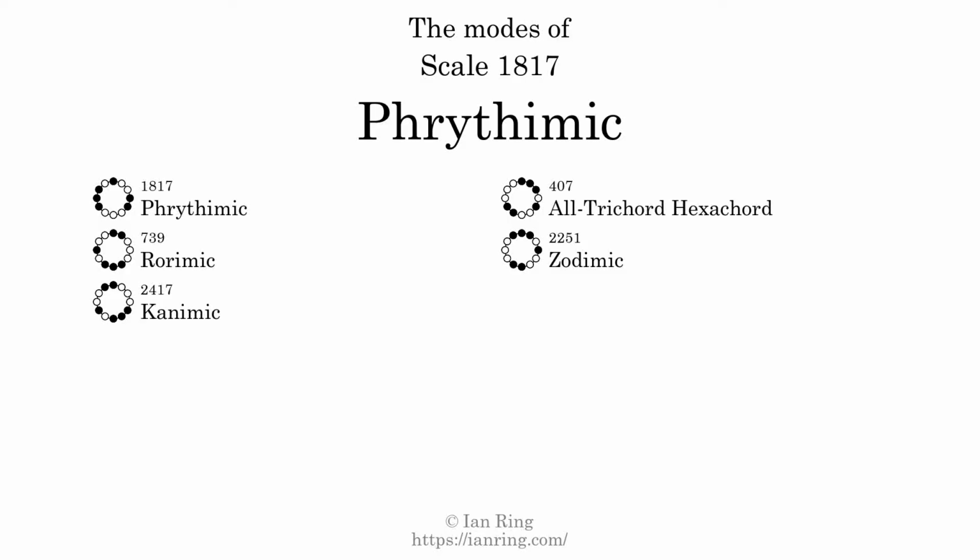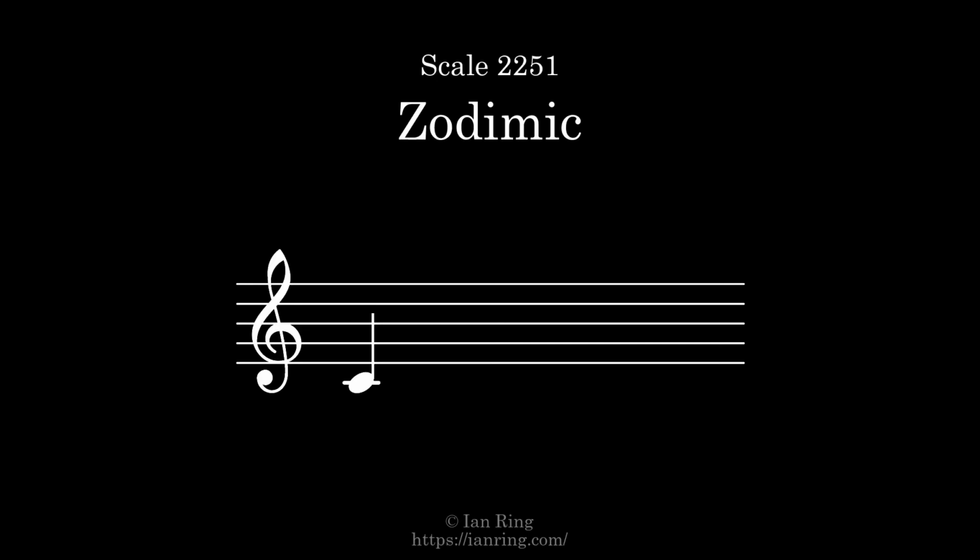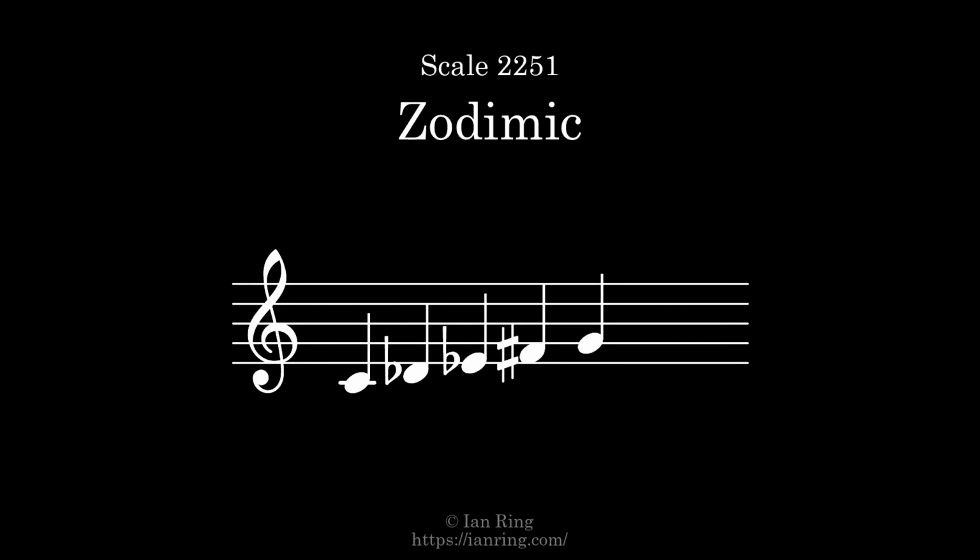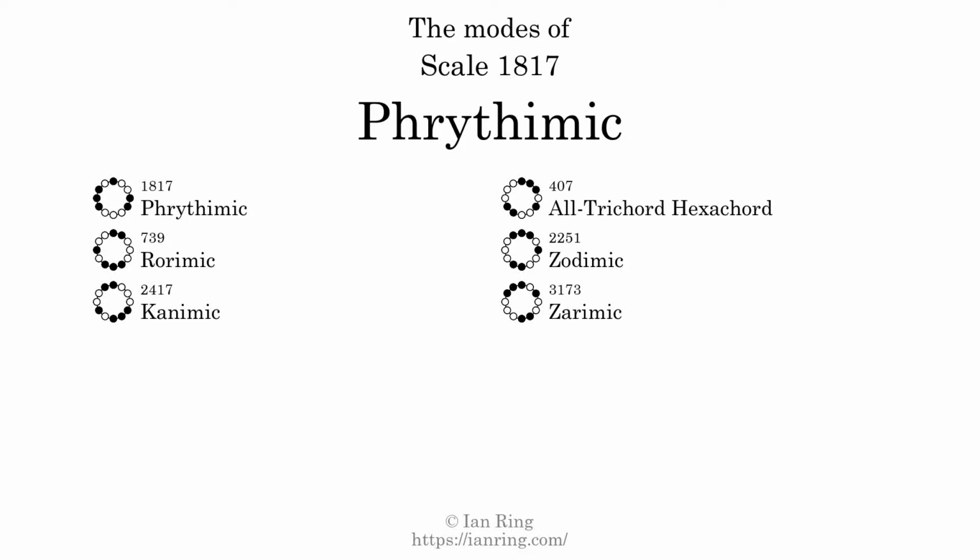The fifth mode is scale 2251, also known as Phrythimic. It sounds like this. The sixth and last mode is scale 3173. Also known as Phrythimic. It sounds like this.